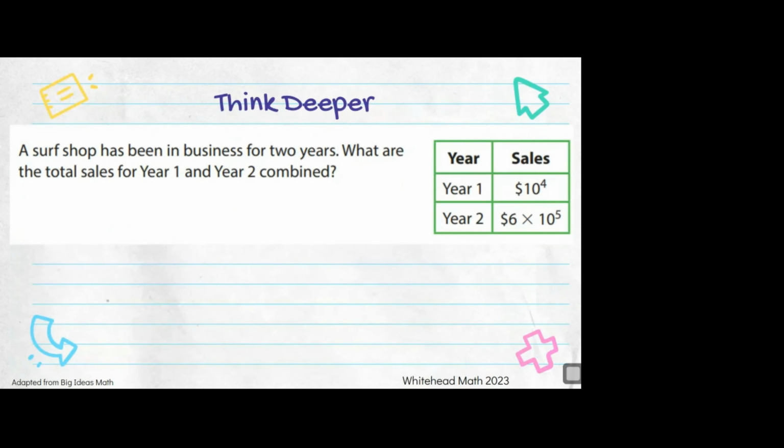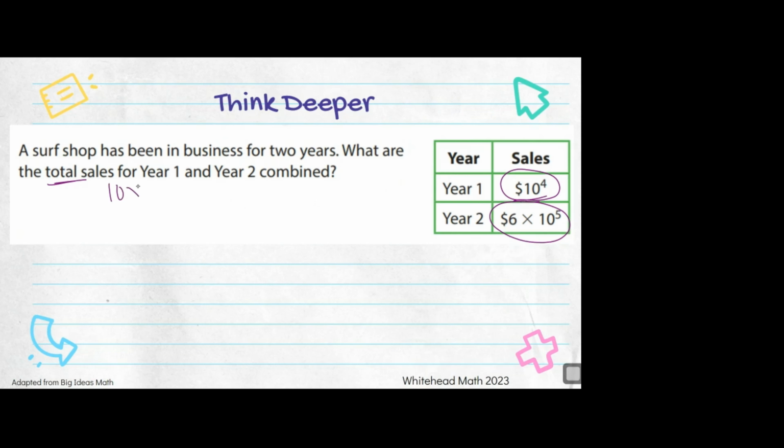A surf shop has been in business for 2 years. What are the total sales? Okay, we see total sales. So when I see total, that's telling me I need to add stuff together here. So it says total sales for year 1 and year 2 combined. So same thing as the example. We're going to have to figure out what the value is and then add them together. So pause the video here and press play when you're ready to continue.